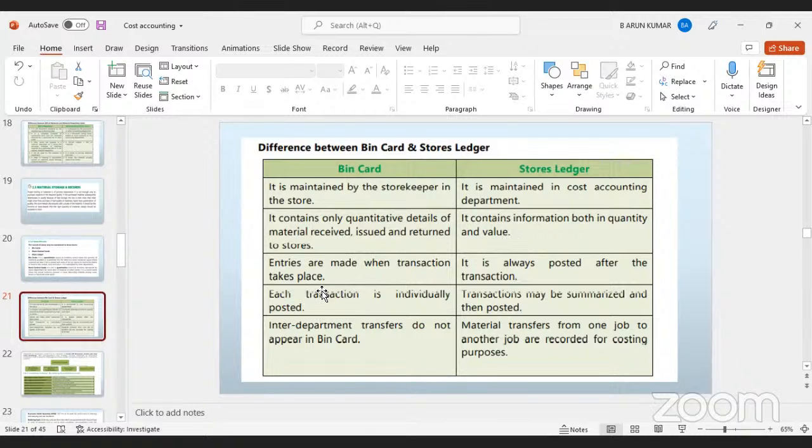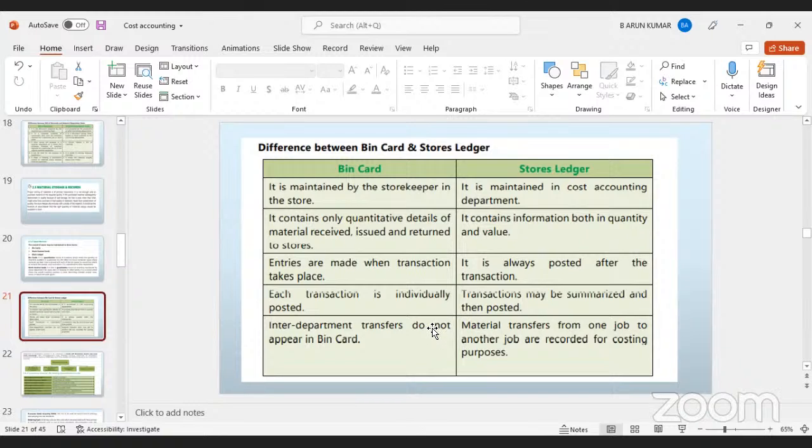And the third one is, entries are made when transactions take place. When we enter in the bin card, we enter the details of the material. When we receive material from the store, when we purchase material from outsiders, then we store it in the stores department. At that time, we enter the details regarding the particular product, and it is always posted after the transaction.